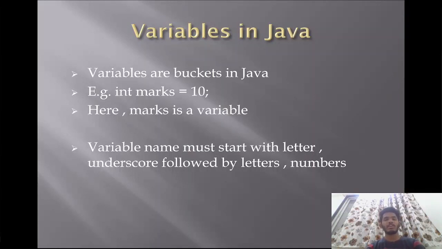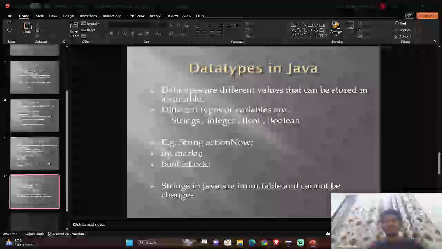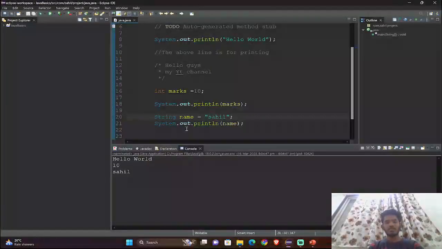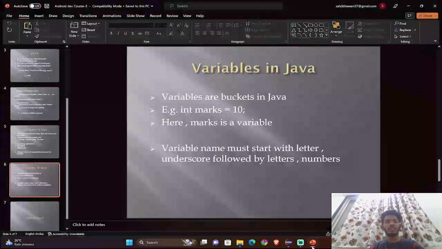Further, we will see what variables are in Java. Variables are buckets in Java. For example, int marks equal to 10, which we have just written in the code. Here marks is a variable. For another example, here name is a variable. Here marks is a variable. These are the variables.